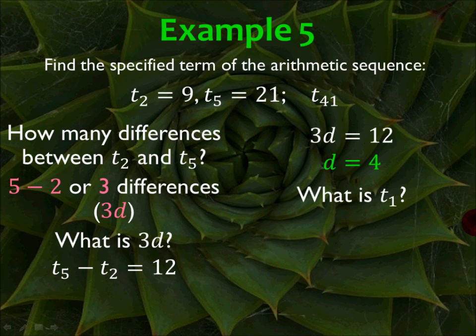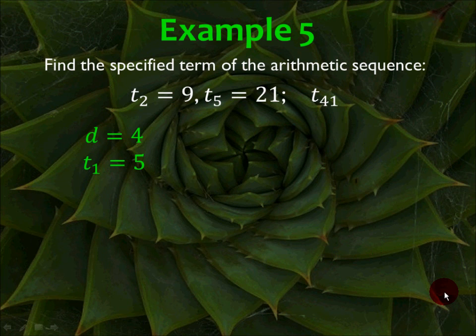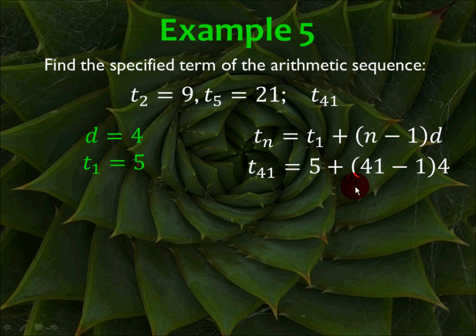Now what you can do is solve for T1 by plugging them into the general equation. T2 equals T1 plus 4. T2 is 9, T1 is 5, because 5 plus 4 is 9. Now that you have D and T1, you can use the general equation to solve for T41. There's your general equation. Substitute 41 for n, plug in all the values, and simplify. And you see that the 41st term of this arithmetic sequence is 165.